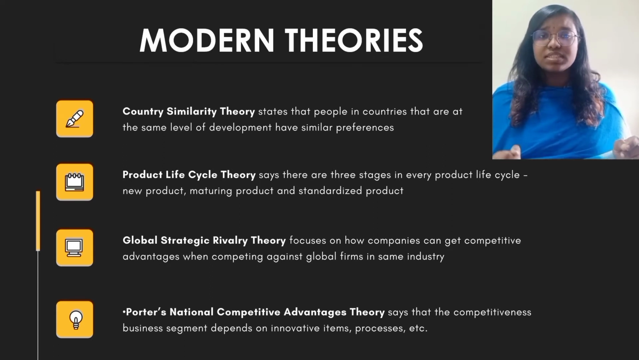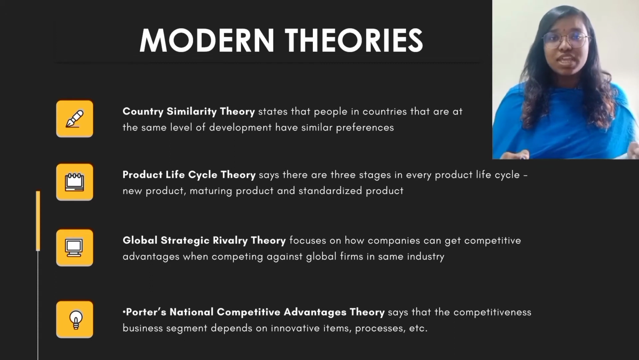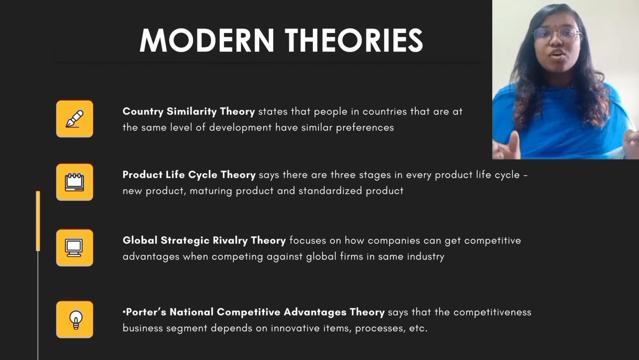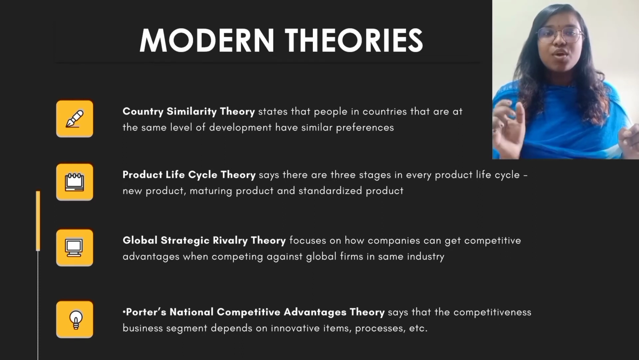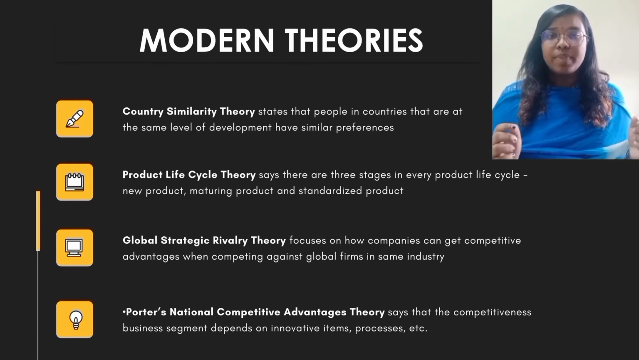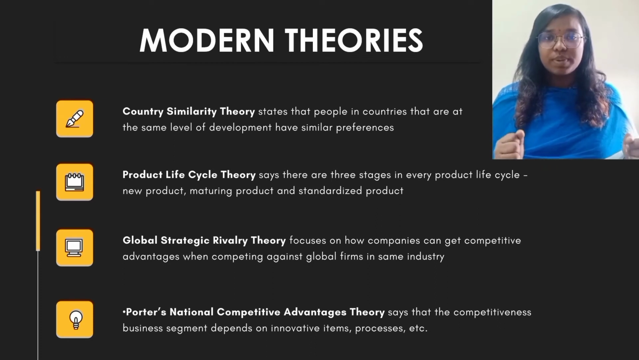The third one is global strategic rivalry theory. Economists Paul Krugman and Kelvin Lancaster came up with this theory in the 1980s. This theory focuses on how companies can get a competitive advantage when competing against global firms in the same industry. The theory says a company gets a sustainable competitive advantage by developing barriers to entry. Such barriers may be research and development, economies of scale, intellectual property rights, ownership, and more.